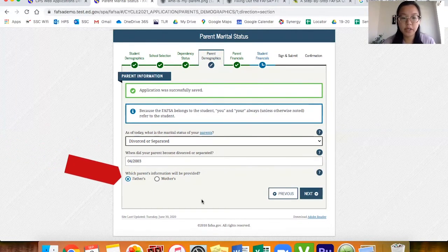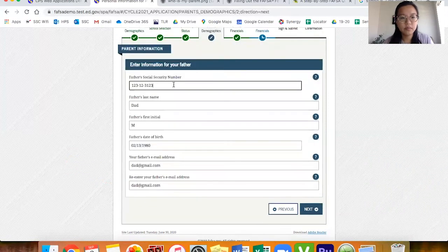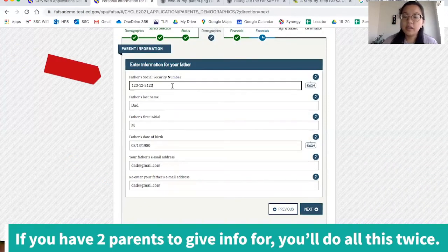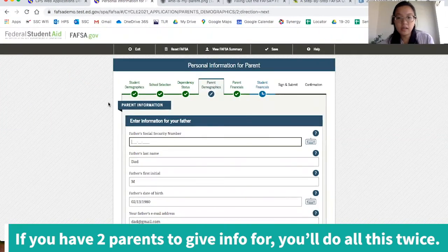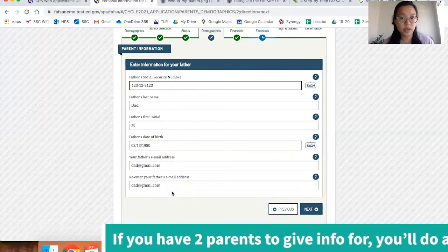Which parent's information will be provided? Again, this is the person that you spend the majority of your time with during the year. You're going to need your parent's social security number. If your parent is undocumented, you are going to put in all zeros for that. Then first name, first initial, date of birth, and their email address.